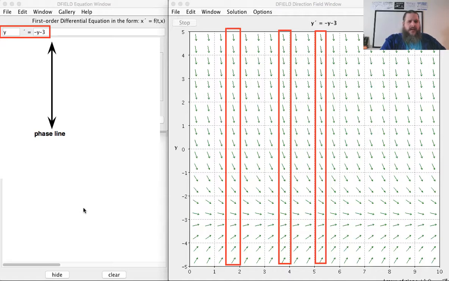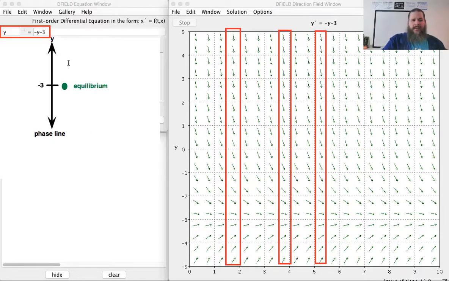Negative 3. Yeah, we know that negative 3 is the equilibrium solution. So let's put a mark at negative 3. And we know that's equilibrium. We know that if y happens to be negative 3, because this phase line is essentially a y-axis, then the slope is going to be 0. I'm just going to mark a dot there to show that this is equilibrium. And we'll label that as equilibrium.